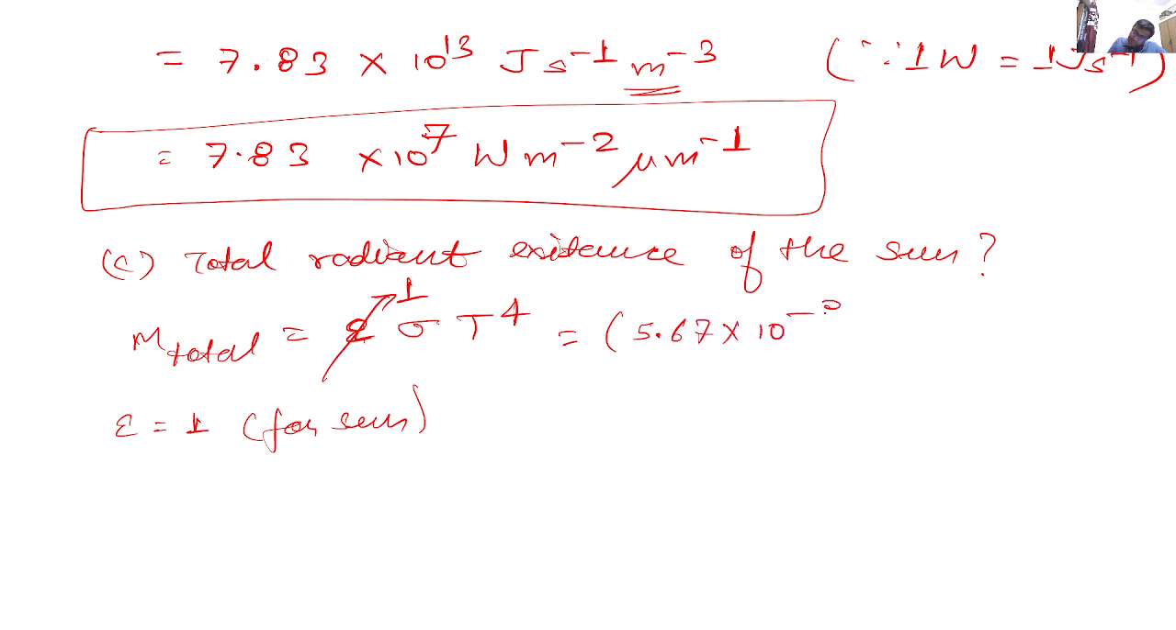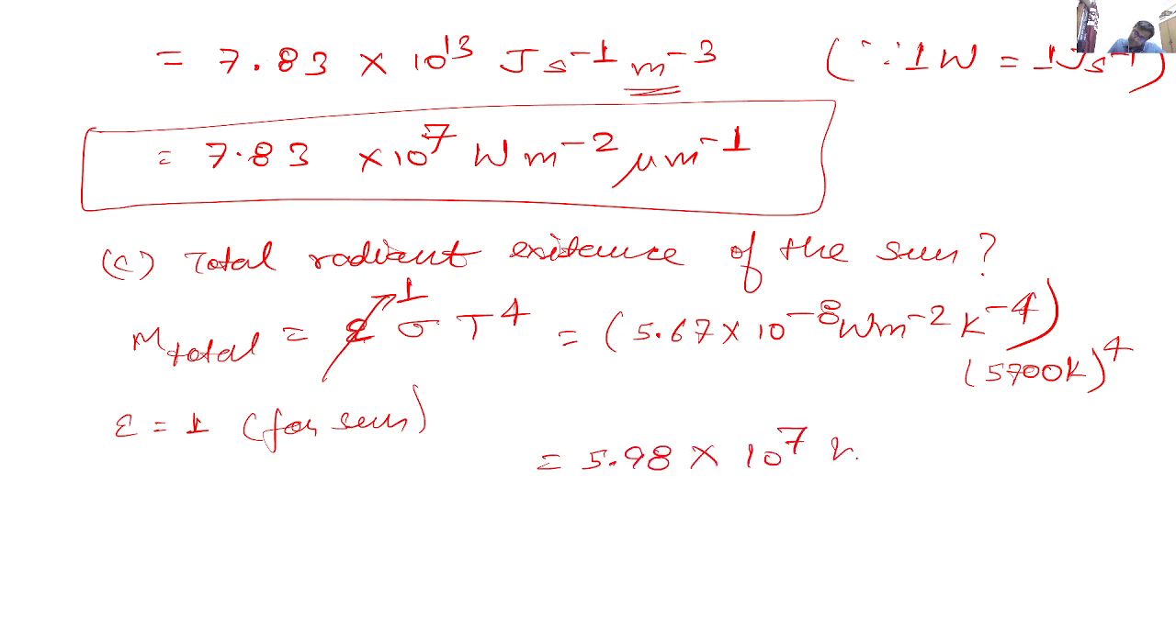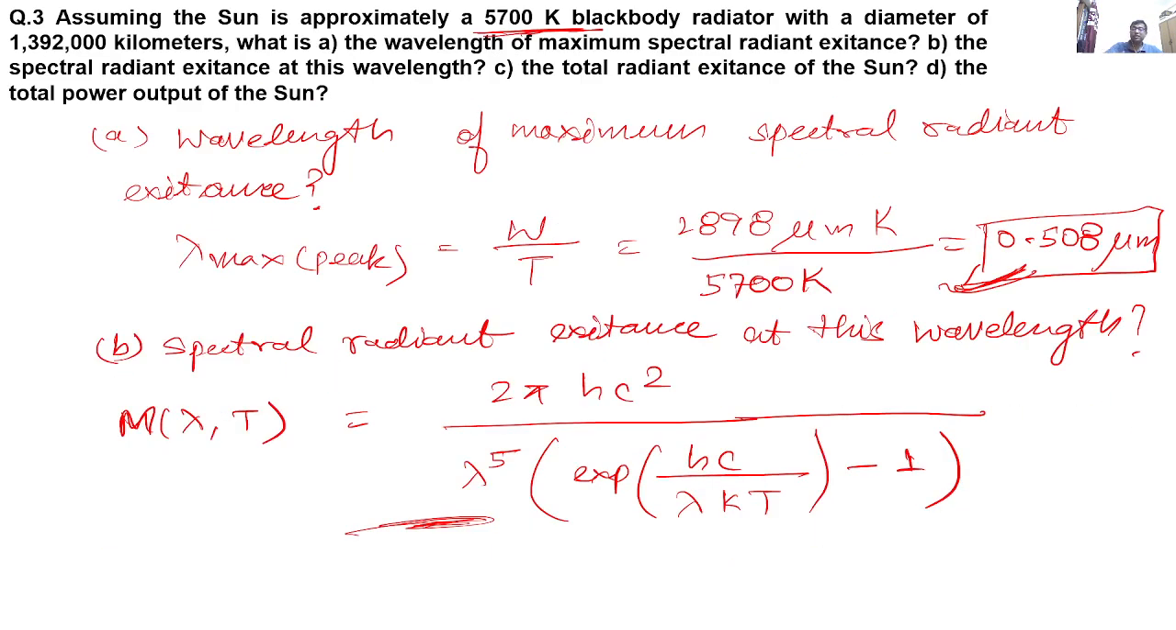5.67 into 10 power minus 8 watts per meter square per Kelvin power 4, times 5700 Kelvin power 4, which comes out to be 5.98 into 10 power 7 watts per meter square. Okay, so this is the third part of the question. The fourth part is the total power output of the sun.